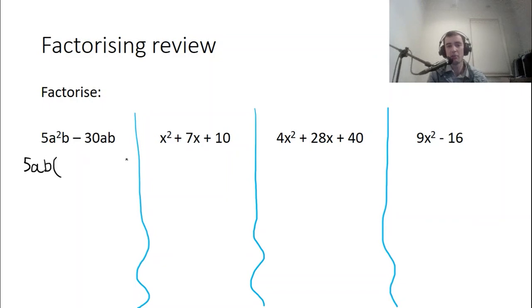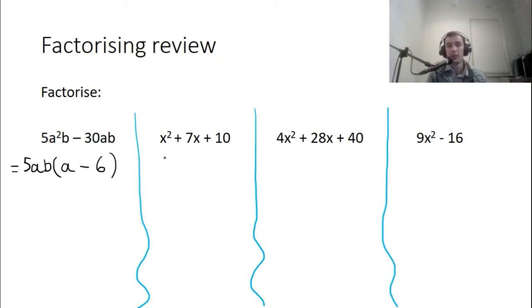Now, to get what's inside the brackets, you have to divide each term by this. So if you divide it, the 5's cancel out, the B's cancel out, and you've got one A left here. If you divide this term by this term, 30 divided by 5 is 6, and the A, B's cancel out. So that's it.